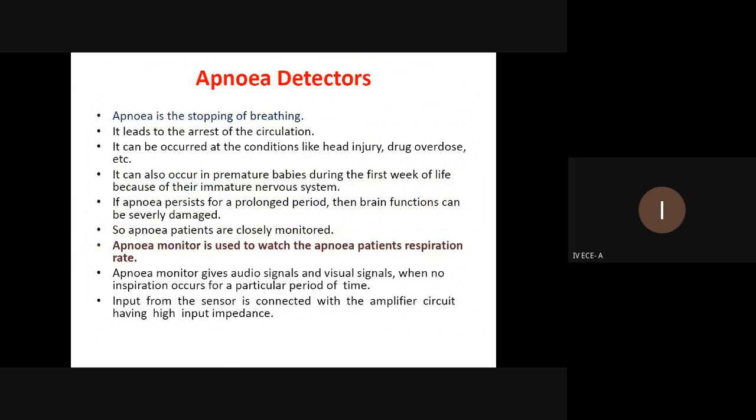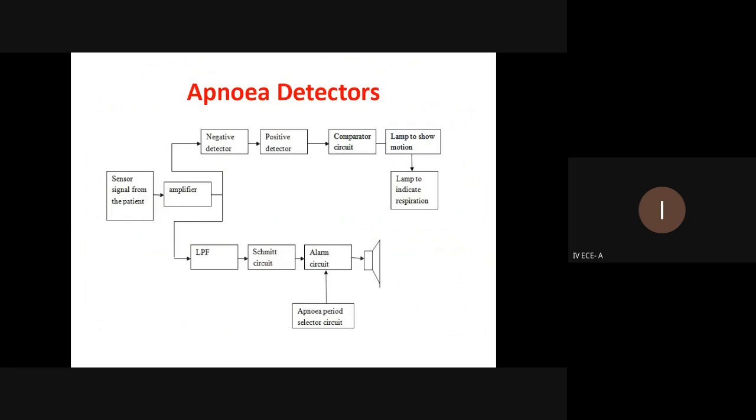Apnoea detectors. Apnoea is the stopping of breathing. It leads to arrest of the circulation. It can occur in conditions like head injury, drug overdose, etc. It can also occur in premature babies during the first week of life because of their immature nervous system. An apnoea monitor is used to watch the apnoea patient's respiration rate. It is mainly used in ICU wards and for coma patients.